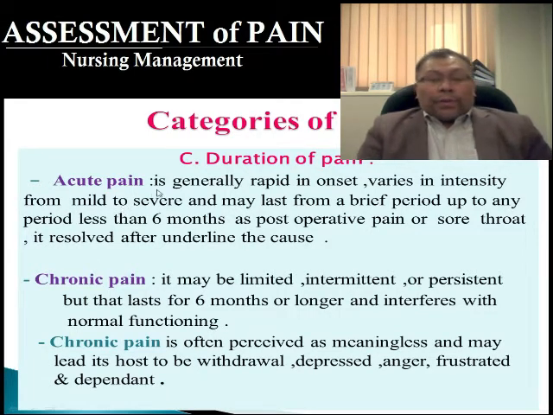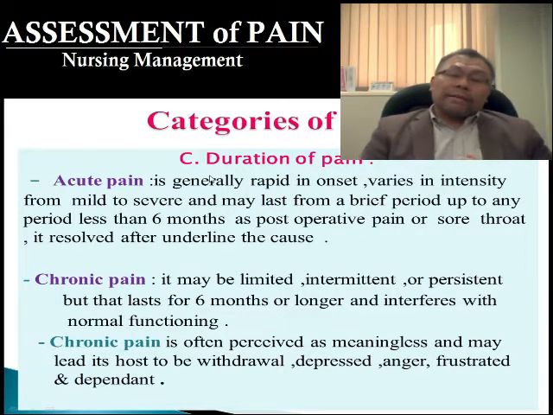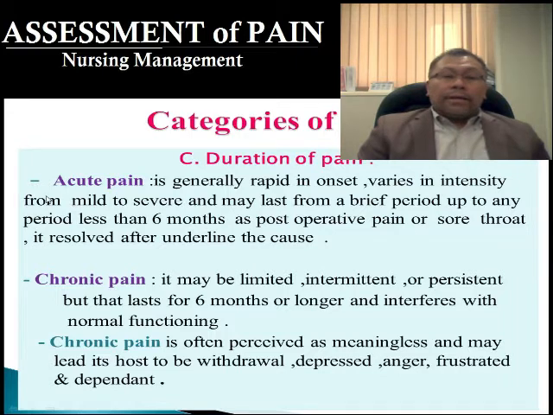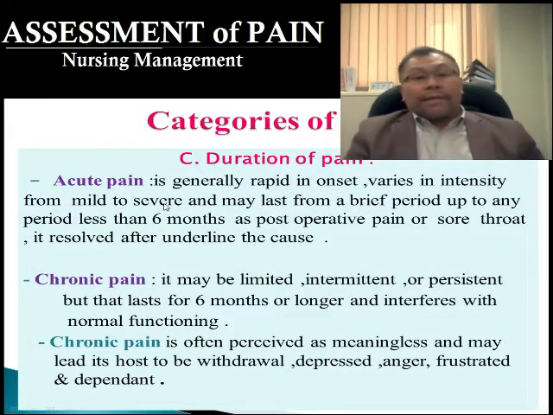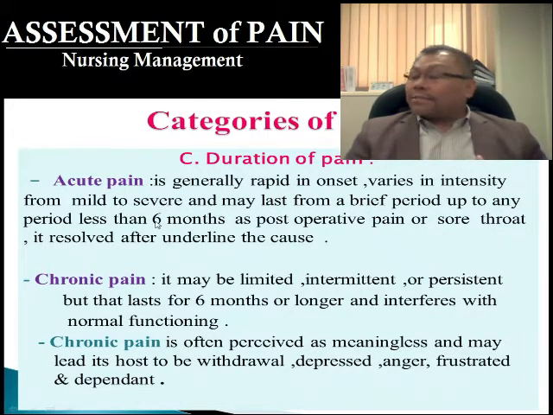So the third classification or category of pain is the duration of pain. Under this, we have the acute pain. This is generally rapid in onset. It varies in intensity from mild to severe and may last from a brief period up to less than 6 months. Example, the postoperative pain. Or if you have viral infections, you will manifest a sore throat. It is resolved after treating the underlying cause.